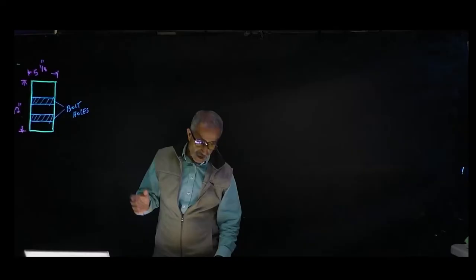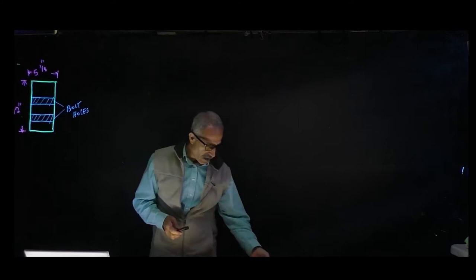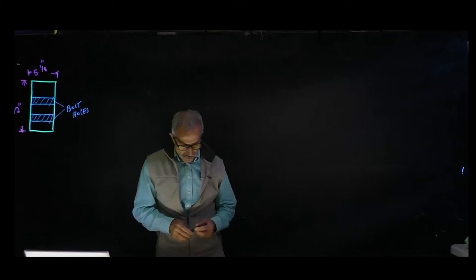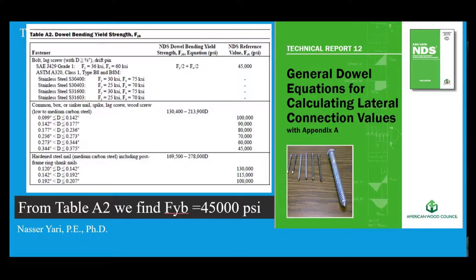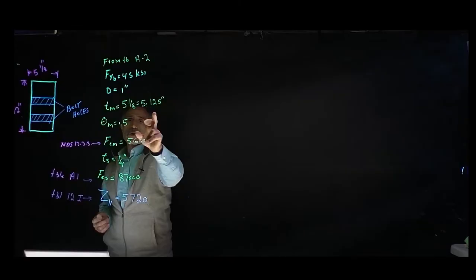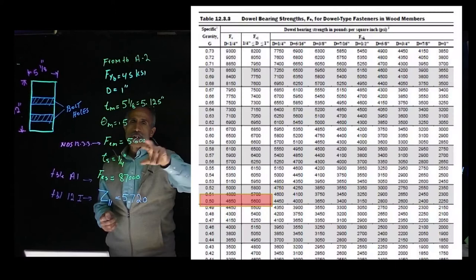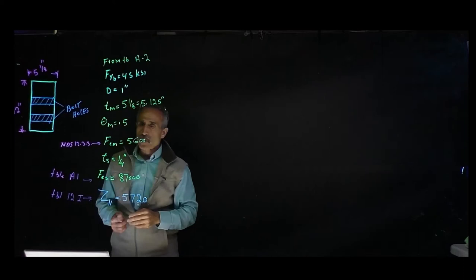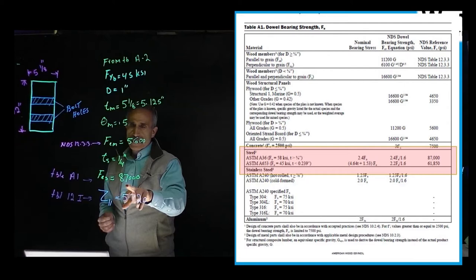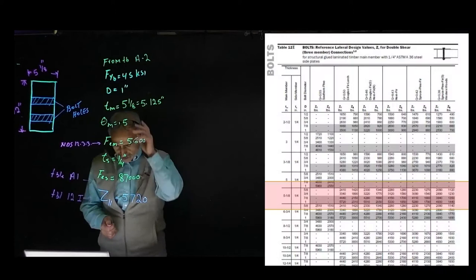First, I'm going to write down all the design criteria I have for this problem. From the table, here is the summary of the design criteria. We have D equals 1 inch. The thickness of the main member is 5.125. The angle is a 0 degree angle. The Fem from NDS table 12.3.3, as on the board, is 5,600 pounds, and the thickness of the steel plate on both sides is 1/4 inch, and the steel yield stress is 87,000 pounds. Then our Z from table 12I is 5,720.